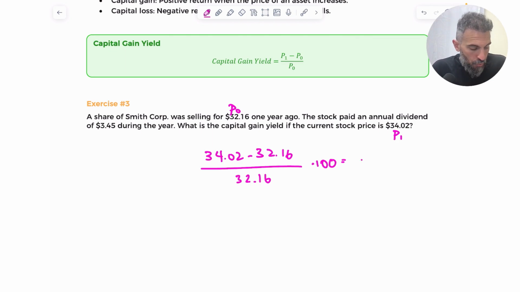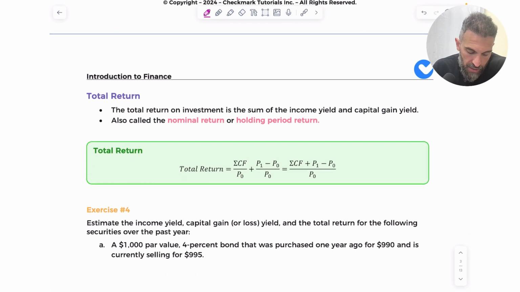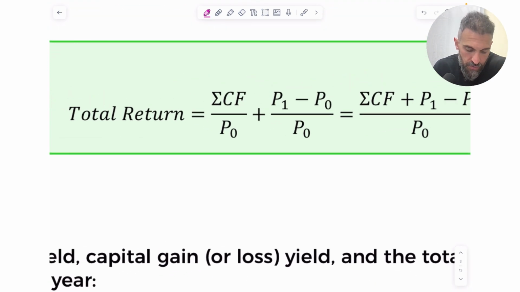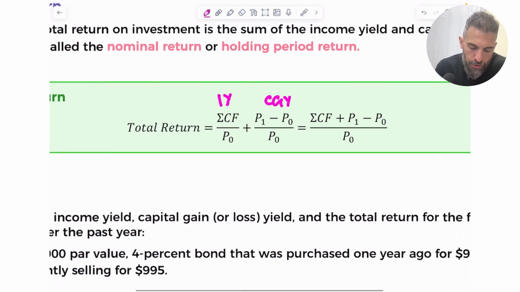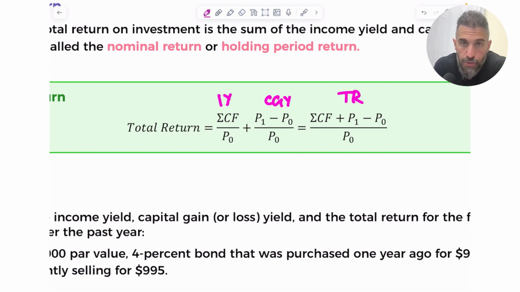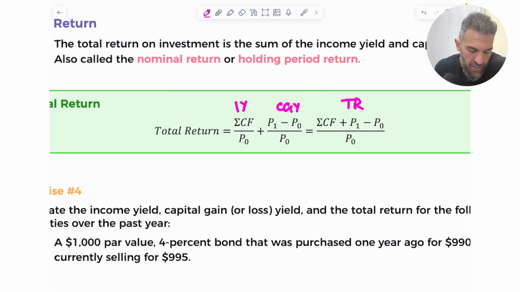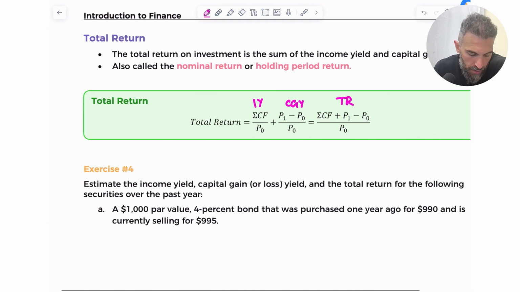I get 5.78%. That's my capital gain yield. That's the percentage by which my asset increased in value. Now, if you put the two together, here you have your income yield, and here you have your capital gain yield, you get your total return. Now, total return has a few names. Total return, return on investment, holding period return, it's all the same thing. But it's basically just a combination of those two things.